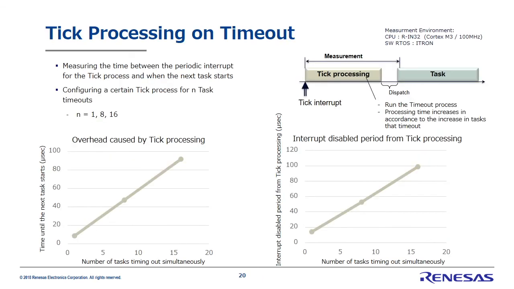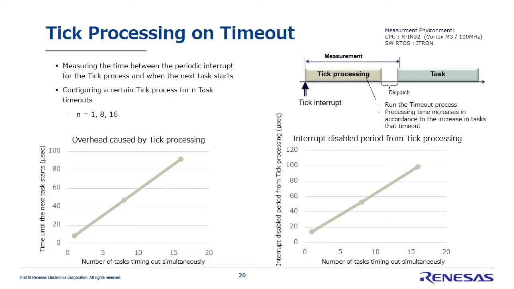This page displays our measurements of tick processing time. As explained earlier, the throughput for tick processing can vary depending on the situation at the time, which can cause fluctuations in the interrupt disabled period. The chart at left shows the results of this. This graph shows measurements for tick processing time for a given tick in 3 different situations: when processing a timeout for 1 task, when processing timeouts for 8 tasks, and when processing timeouts for 16 tasks. Here you can see that for a given tick process, when processing timeouts for 16 tasks, it takes roughly 90 microseconds. For the chart at right, we measured the interrupt disabled periods caused by that processing.